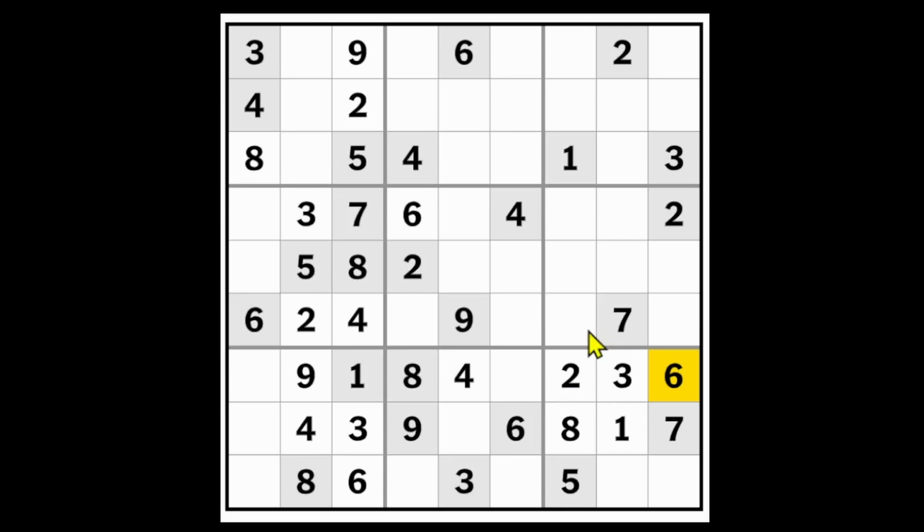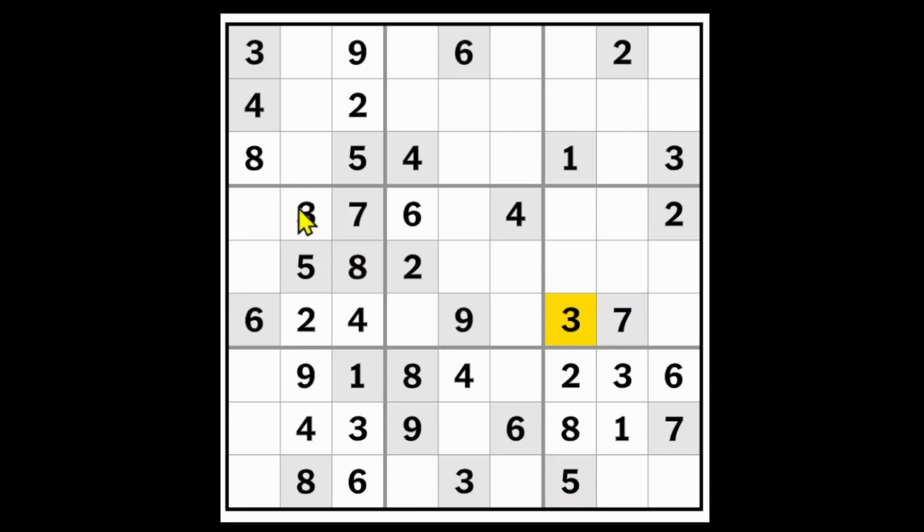I believe we still need 1, 3, 5, and an 8 to complete row 6. A 1, 3, 5, and an 8. Now there's a 1, 8, and a 5 that can all see this cell, so this one has got to be a 3.